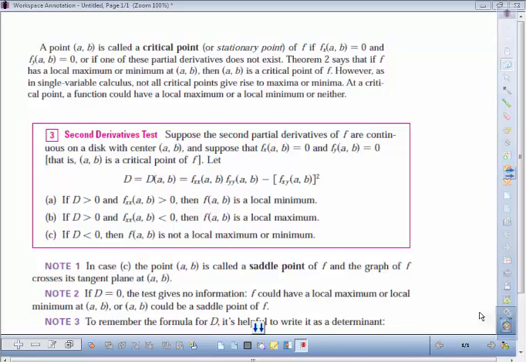Pictures from the book, where they define critical point and they talk about the second derivative test.